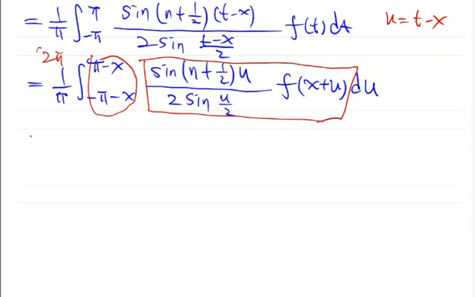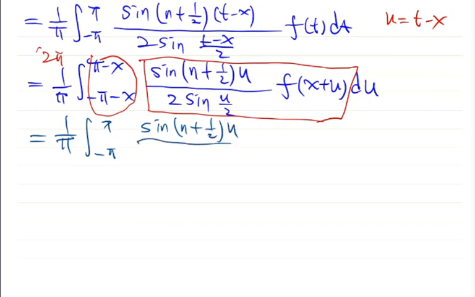So we write this as the integral from minus pi to pi of sine (n plus half) u over sine half of u, then f(x plus u) du. Okay, this step is very crucial because it simplified the upper limit and the lower limit of the integral. We can do this because the integrand is 2 pi periodic. Otherwise, we could not. Okay.